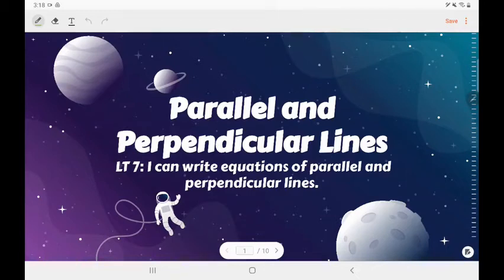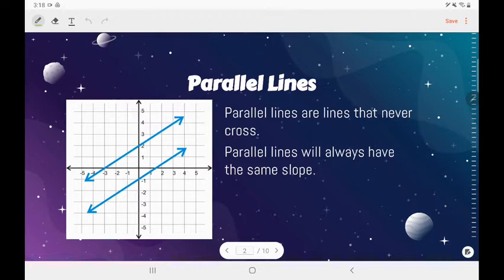Today we're going to be talking about writing equations of parallel and perpendicular lines. So let's go ahead and get started with a brief introduction of what those are. Parallel lines are lines that never cross. Now here's one important piece that you would want to write down. Parallel lines will always have the same slope.